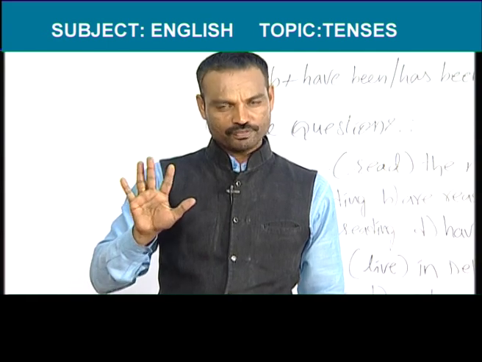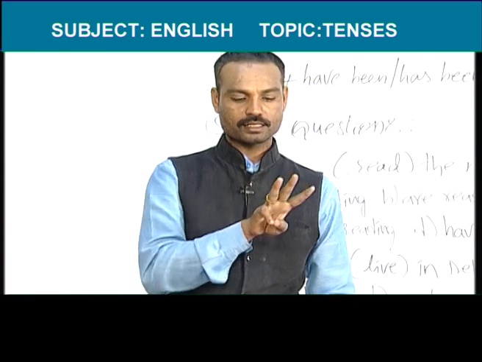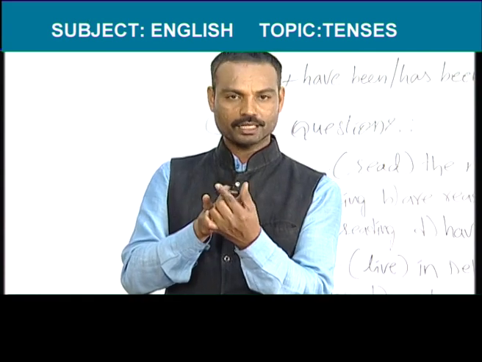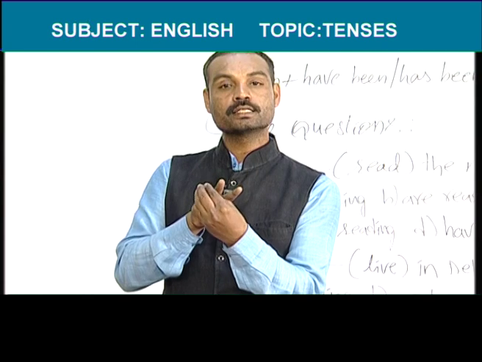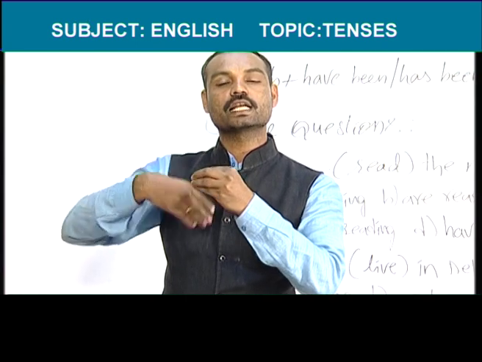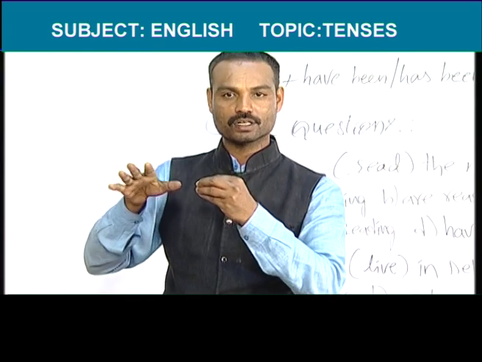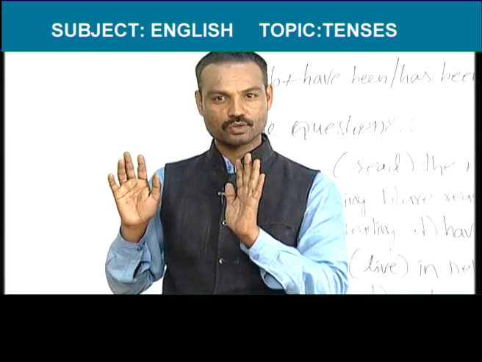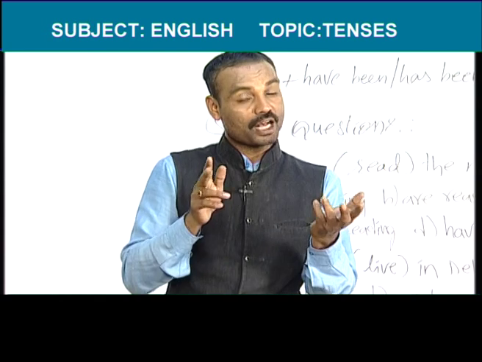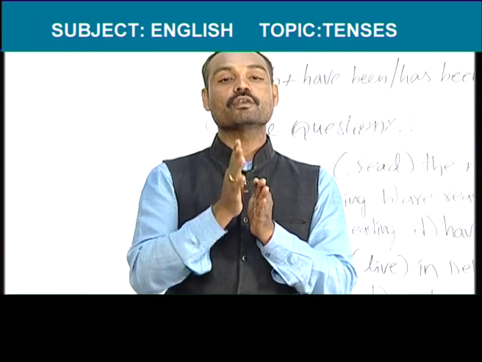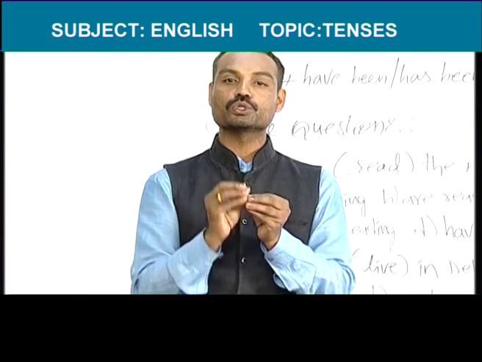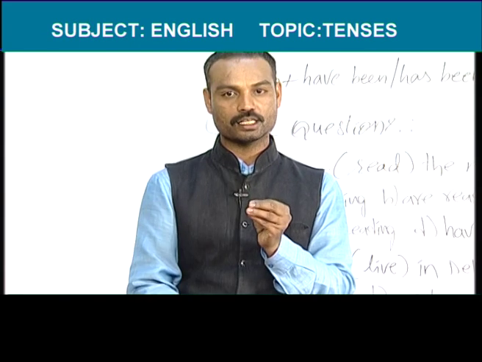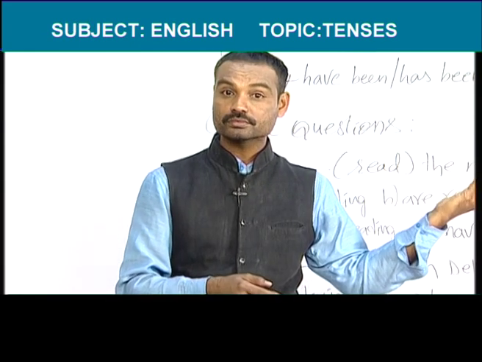Once again, a brief explanation about these three tenses: simple present, simple past and simple future. Simple present tense is used to tell daily activities, weekly activities, monthly activities and yearly activities. So, to tell regular activities, we should use simple present tense. Next, simple past. It is used to tell all our past completed works which we did yesterday, 2 days ago, last week, last month, last year. Next, simple future.